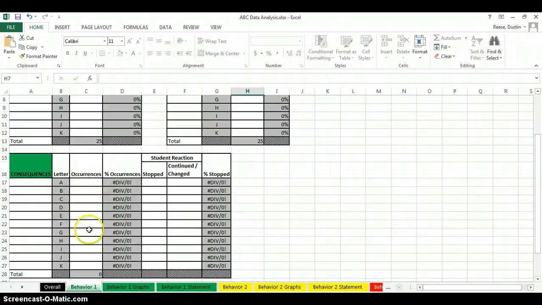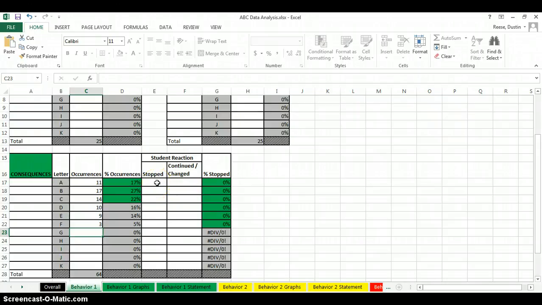The first part of the data you're going to enter is the amount of times, just like in context and antecedents, that consequences occurred. So I'm just going to enter some information again on the amount of times that each consequence was observed. Okay, and then so again, this first part it highlighted the most common. The next part you're going to do is to record out of those occurrences how many times did the behavior stop and how many times did it continue or change.